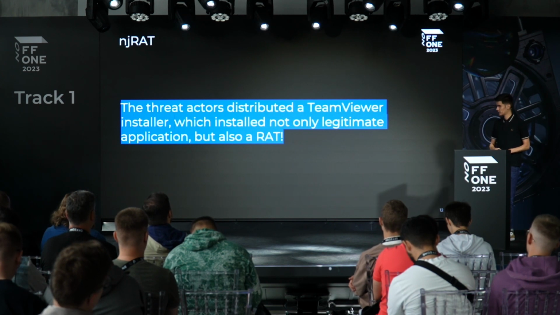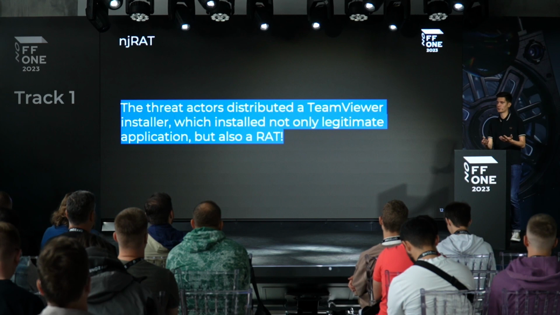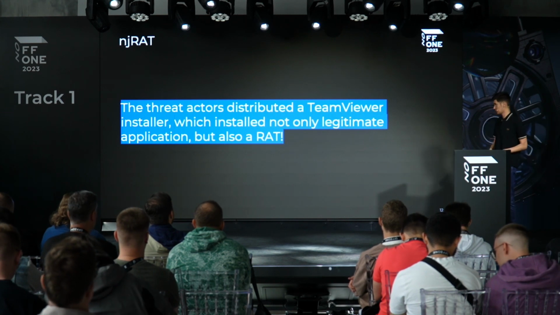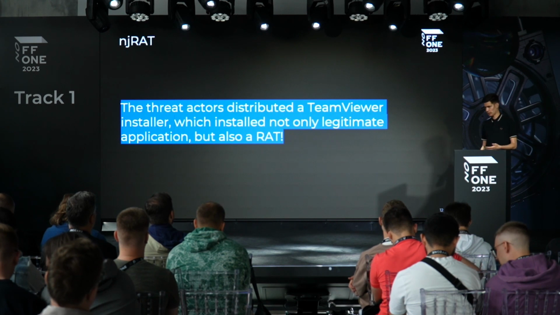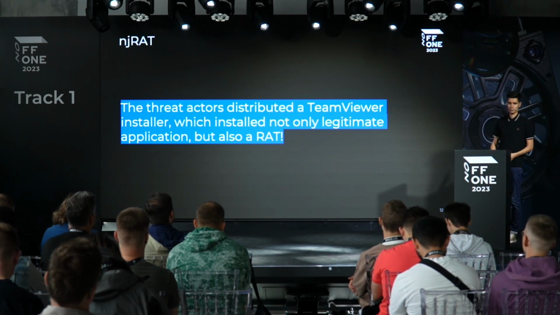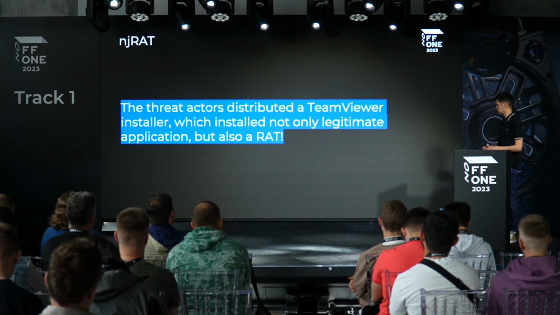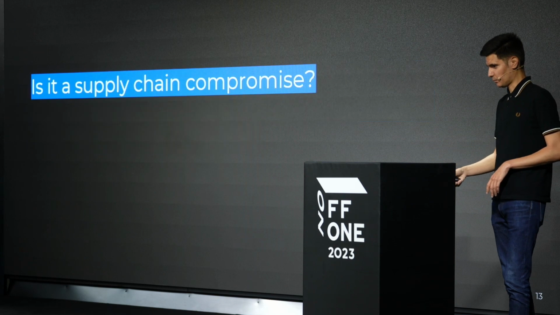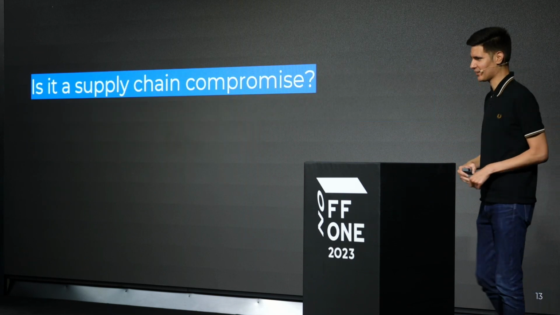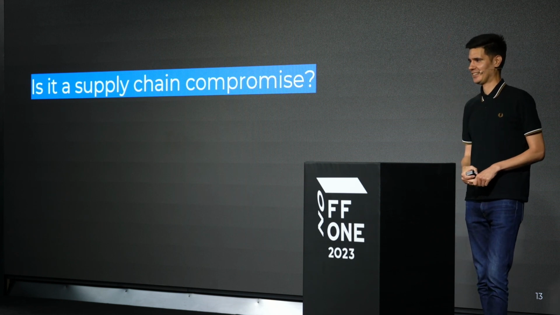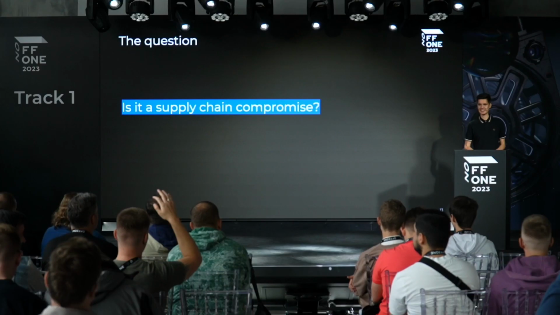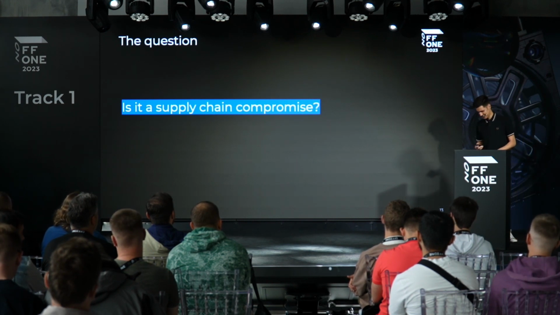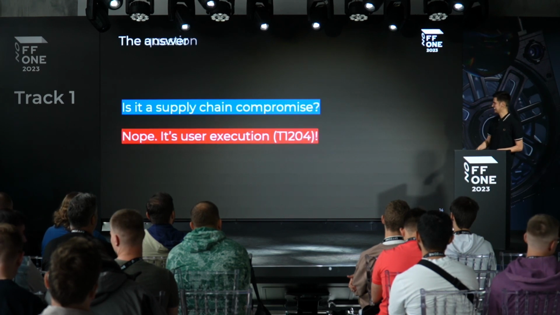The next case is NJRET, which stands for Remote Access Trojan, and what they did in this case is that they distributed a TeamViewer. I guess you're all familiar with this legitimate remote access tool used by lots of sysadmins, and the victim would download the installer, double-click on it, the TeamViewer would be installed. Everything seems to be fine, but in addition to that, they would also install the NJRET. So, is it a supply chain compromise? Please raise your hand if you believe that it is. I see a total of 14 hands raised. Thank you so much. Well, you had enough time to think this over.